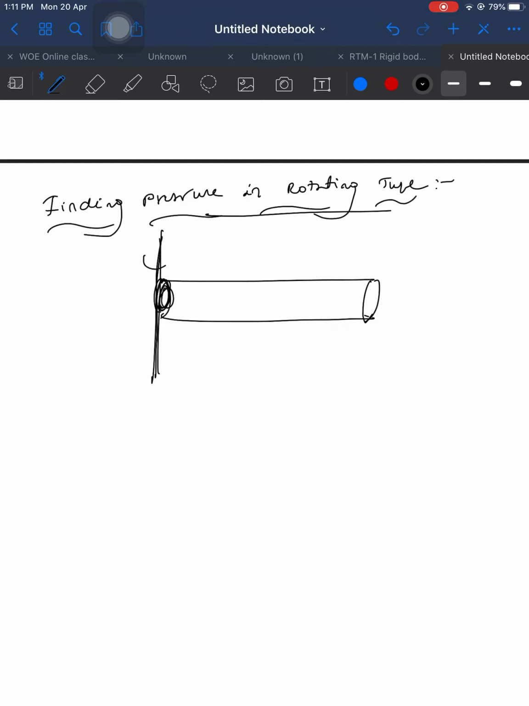It is rotating with angular velocity omega. It is filled with liquid. If it is filled with liquid, how do we write the expression for the pressure? Remember, it doesn't have any arms like the previous questions. The tube is only horizontal. It is filled with liquid and the density of the liquid is rho.